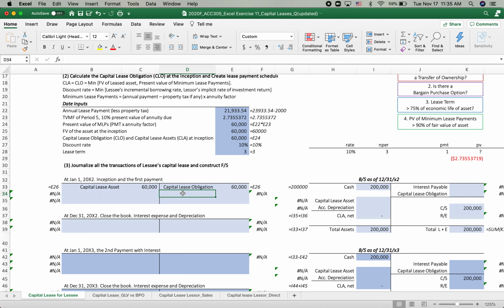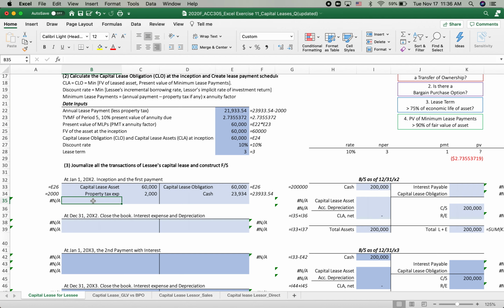But as a lessee, we paid the cash right away. How much is that? You have to remember, it's not $21,933, the full amount including tax. It's $23,933.54. That is the actual cash out, but that includes property tax expense. How much was that? 20,000. Oh, sorry, 2,000.